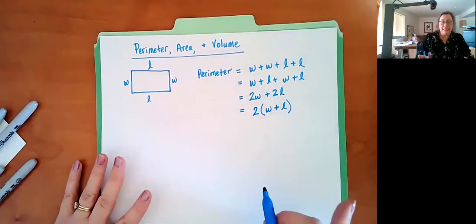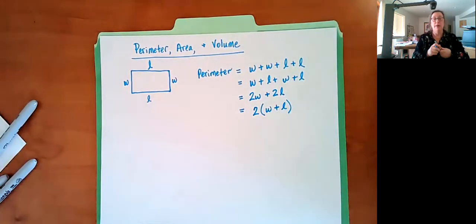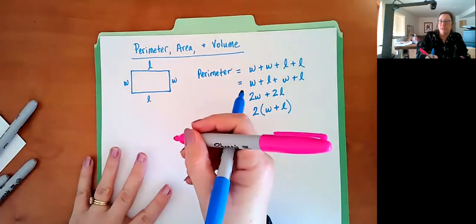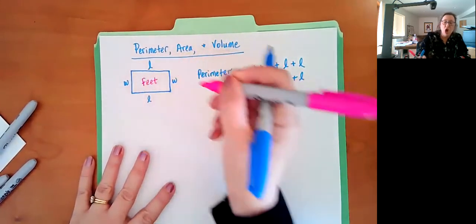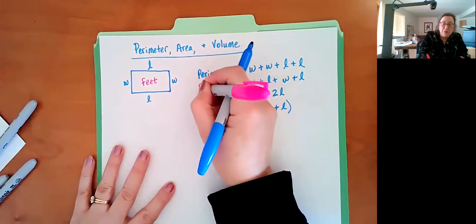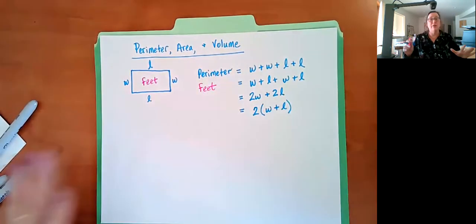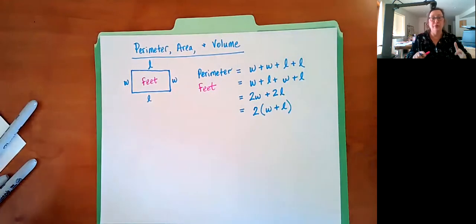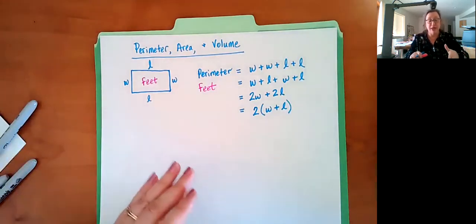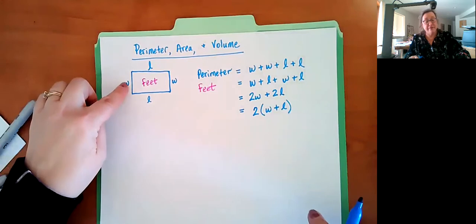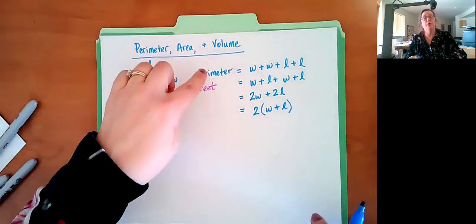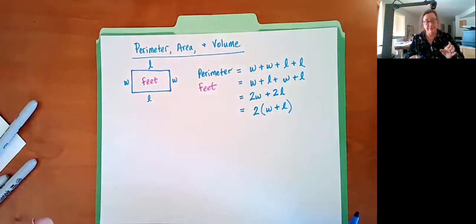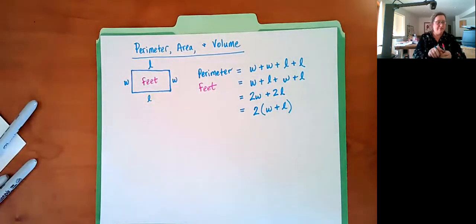What's interesting, I think, about perimeter is how the units look. Let's just pretend that this is calculated in feet. Our perimeter would also be in feet. Just plain old feet, not feet squared, not feet cubed, not the square root of feet, just plain old feet. So if you have 5 feet and 10 feet and 5 feet and 10 feet, your perimeter would be 30 feet. Okay, that's easy enough.